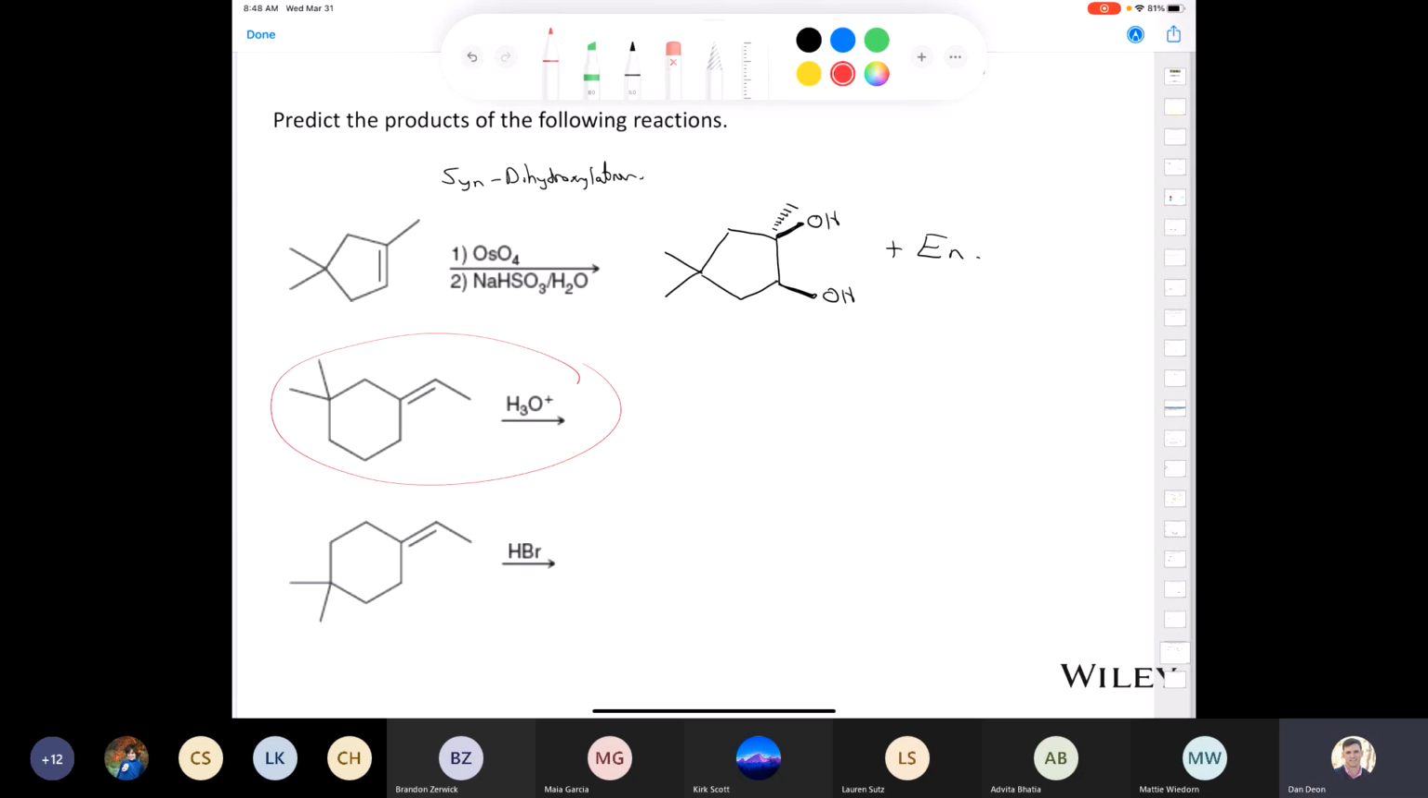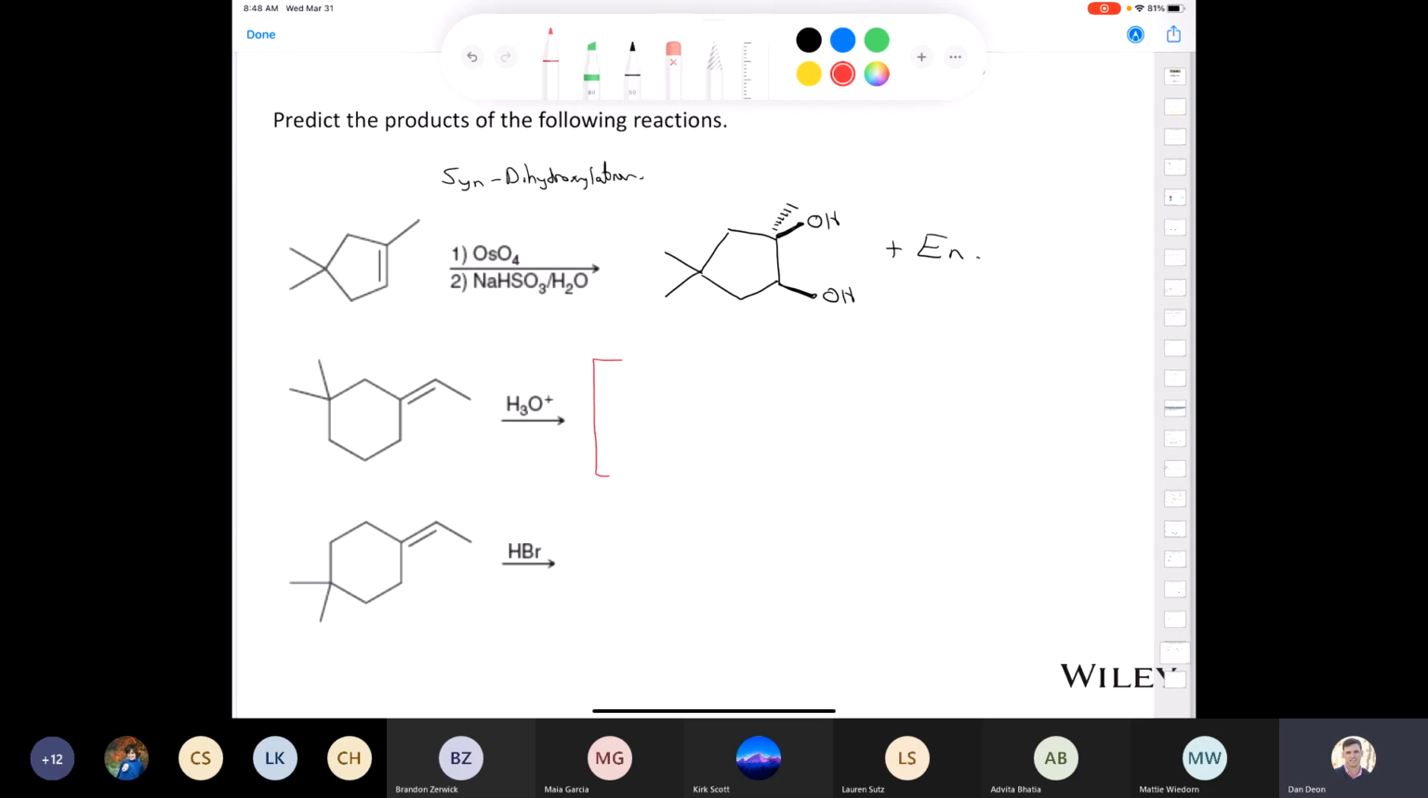Can anybody tell me what's happening here? Tell me what molecule I'm going to add across the double bond with hydronium. Thanks, Chris. It's just a Markovnikov addition of water. Will there be a carbocation rearrangement? No. And if you're unsure about that, you could just draw the intermediate, right?